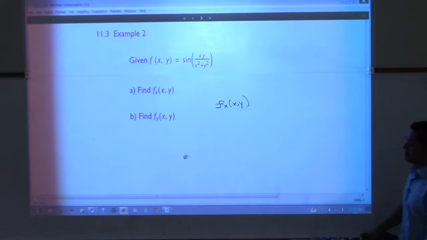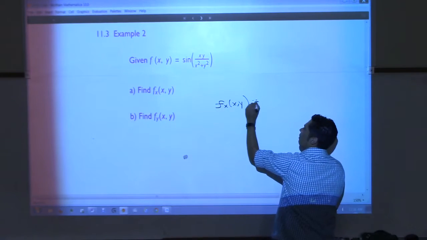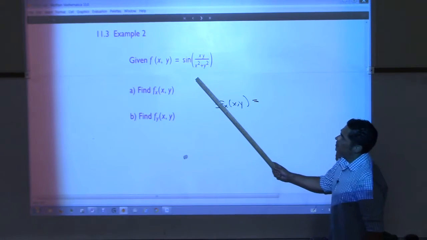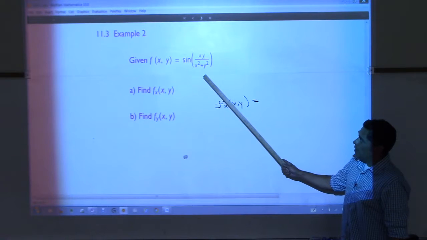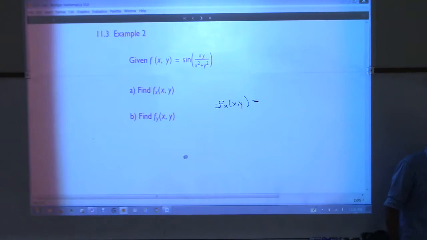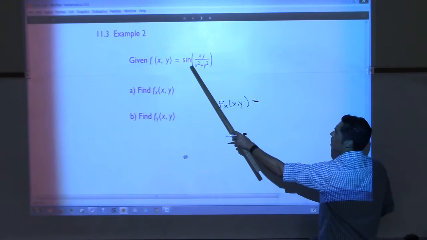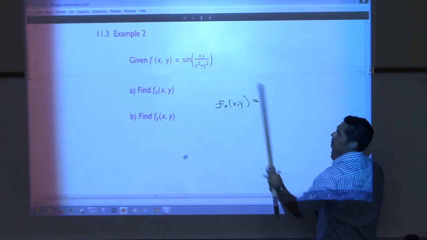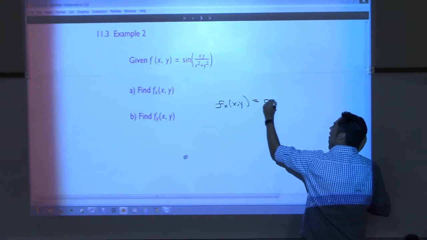All right, what do we have going on here? We have chain rule, because we have sine of something. And then within that chain rule, we have a quotient rule. So we have to start out from the outside and work our way in. What is the derivative of sine of anything? It's cosine of that anything, right?